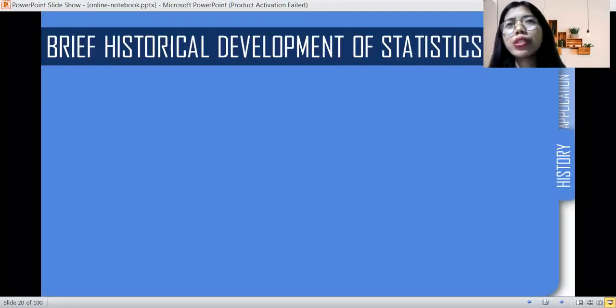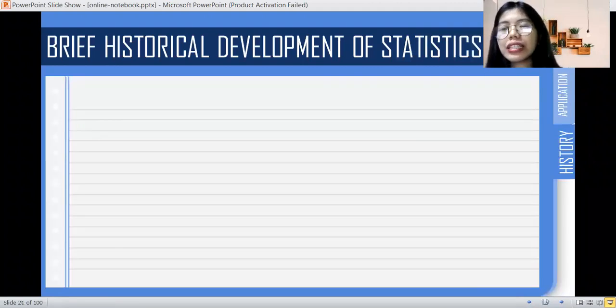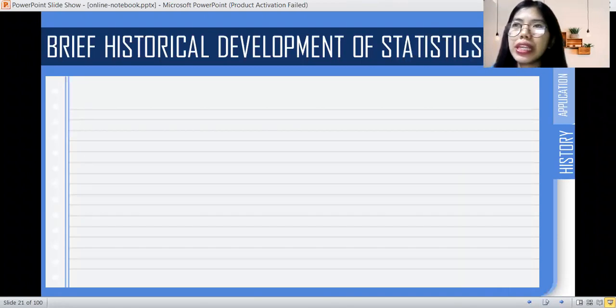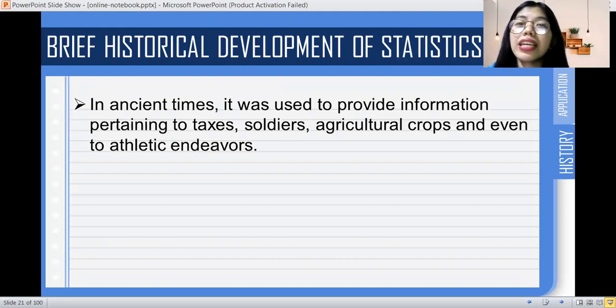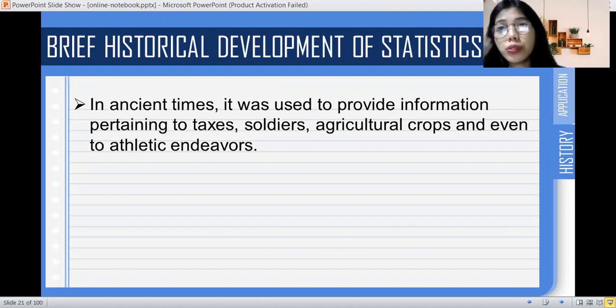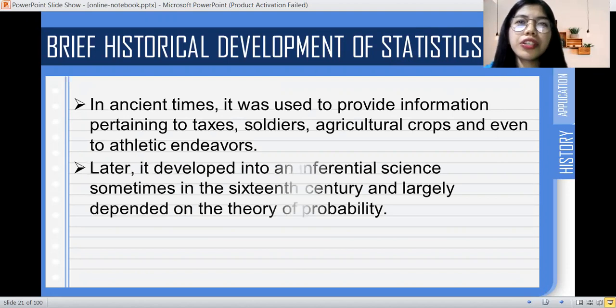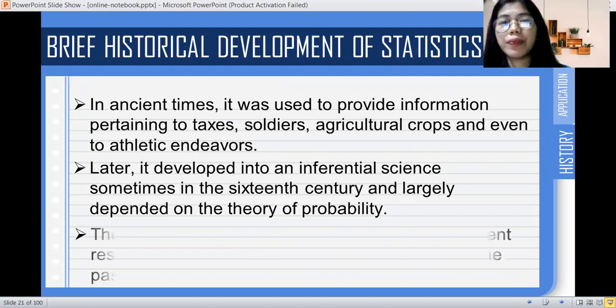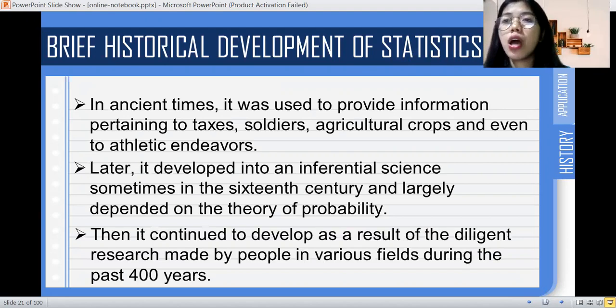Now, let's move to the brief historical development of statistics. Statistics as a discipline began with the beginning of a man's existence. In ancient times, it was used to provide information pertaining to taxes, soldiers, agricultural crops, and even to athletic endeavors. Later, it developed into an inferential science, sometimes in the 16th century, and largely dependent on the theory of probability. Then it continued to develop as a result of a diligent research made by people in various fields during the past 400 years.